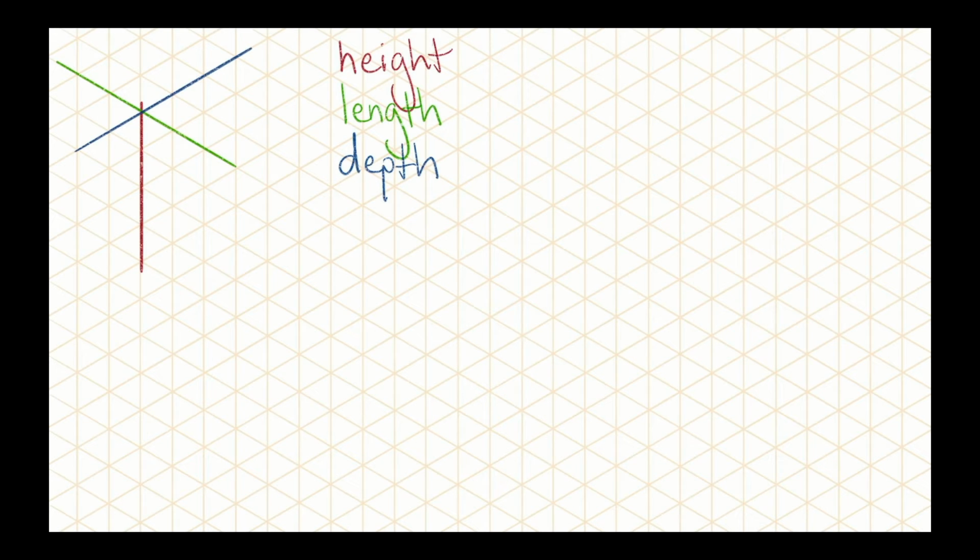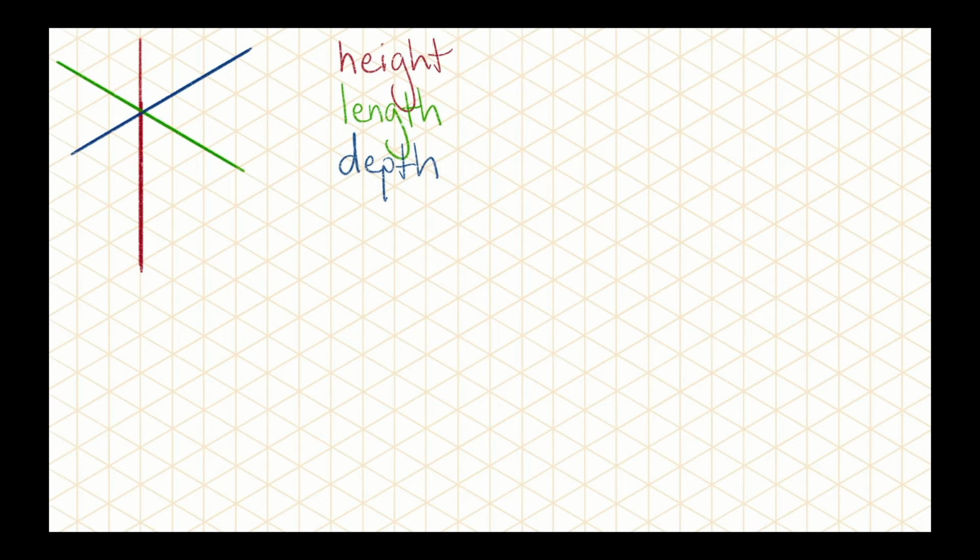So those are the 3 different lines that you're going to need. There's height, which we draw with a vertical line. There's length, which is a line following the left side of a Y. And there's depth, which is going to be a line following the right side of a Y. Height is top to bottom, length is left to right, and depth is front to back.